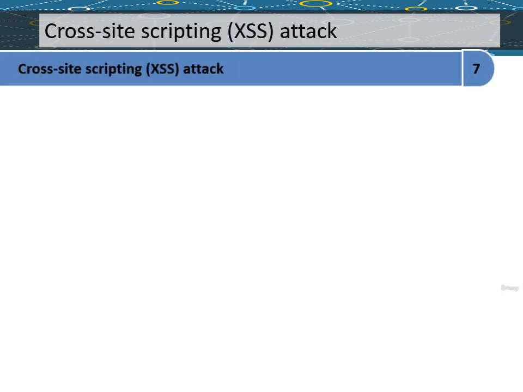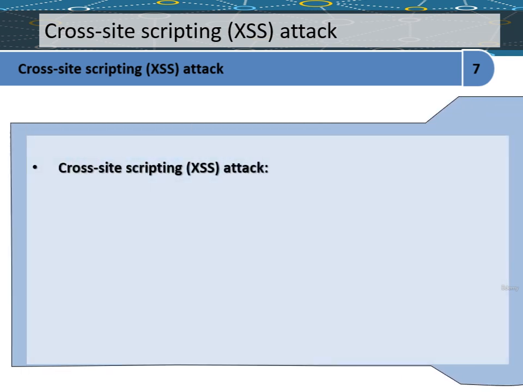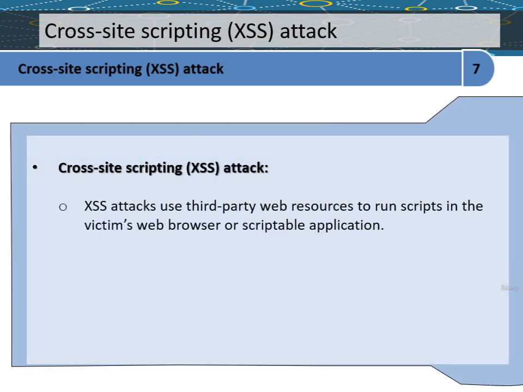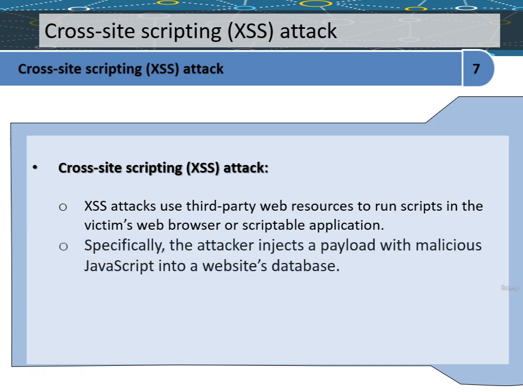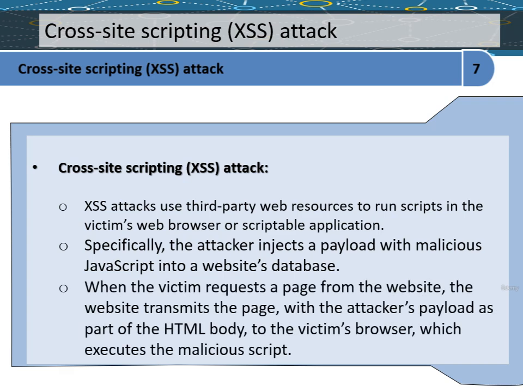Number 7, cross-site scripting, XSS attack. XSS attacks use third-party web resources to run scripts in the victim's web browser or scriptable application. Specifically, the attacker injects a payload with malicious JavaScript into a website's database. When the victim requests a page from the website, the website transmits the page with the attacker's payload as part of the HTML body to the victim's browser, which executes the malicious script.